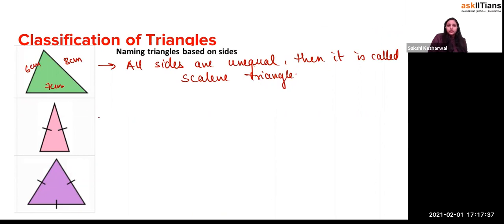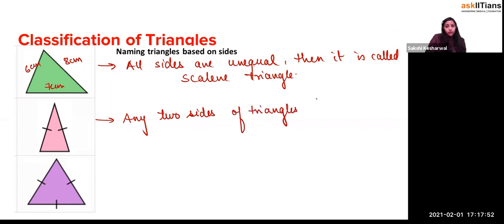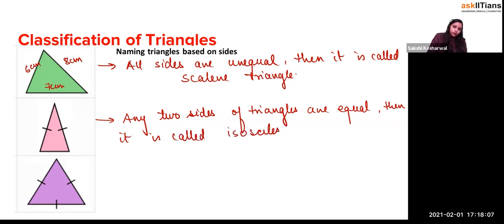Now, when I say that any two sides of the triangle are equal, we have to see the triangles. Any two sides, but the third has to be unequal. When any two sides of a triangle are equal, then it is called an isosceles triangle. So this is 7 centimeter, this one is 7 centimeter, and this one is 6 centimeter, right? So the two have to be equal, the third can be unequal, right?